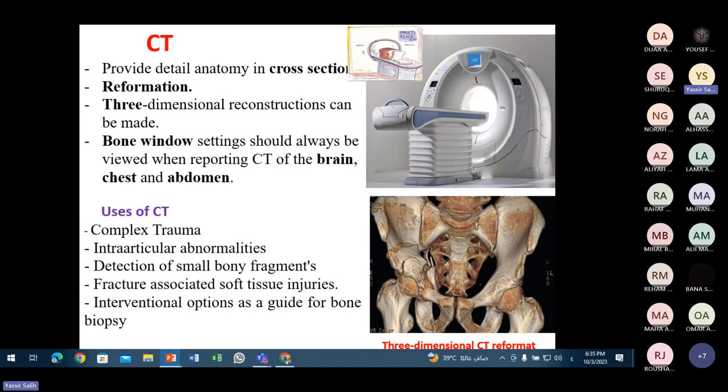The bone becomes more clearly visible in the bone window, and also in the chest to assess the bone structures, the ribs and the scapula, which should be looked at in chest X-ray and chest CT, and also in the abdomen to assess the vertebra and any bone structure, especially if there is a history of trauma. For MSK, CT plays a very important role in complex trauma, mainly trauma involving the pelvis or the spine, because the pelvis and spine are complex bones.